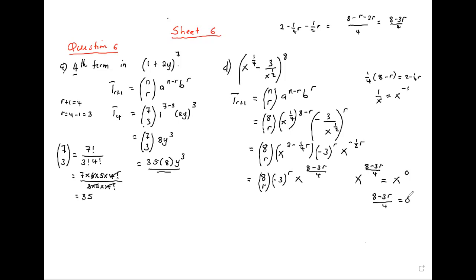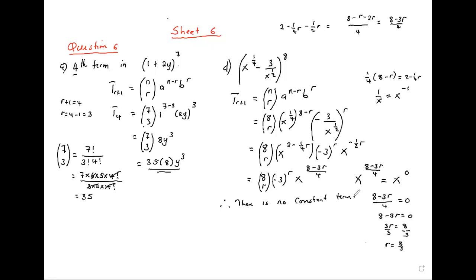So when you cross multiply, you get 8 minus 3r is equal to 0. So you can see that 3r is equal to 8. When you divide by 3, you get that r is a fraction. Now when r is a fraction, it means that there is no constant term.